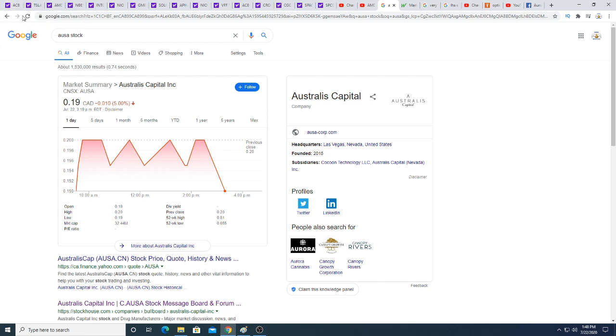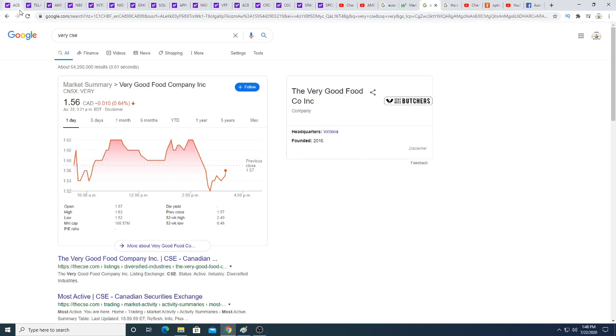Australia's capital. Down. I was looking at this earlier. Probably not gonna touch it. It's down a penny today. Very good butchers was very volatile today. Up and down all day long. You could have probably made a decent profit if you bought it at 54 cents. Nah, not really. 5% return on investment. That's okay.